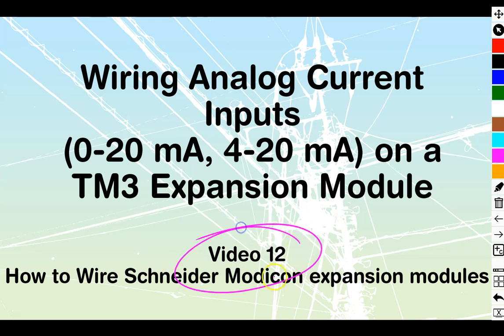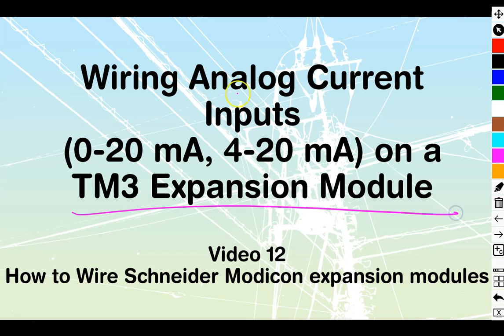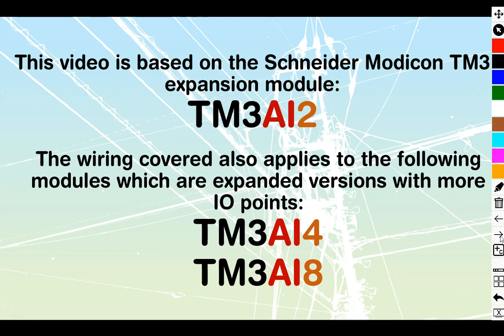Okay, video number 12 out of the Schneider Modicon TM3 expansion series. Today we're going to be taking a look at wiring analog current inputs. That's going to be 0 to 20 milliamp, 4 to 20 milliamps on a TM3 expansion module. So specifically in this video, we're going to be looking at the TM3AI2, which is going to be an analog input card that can take two analog inputs.